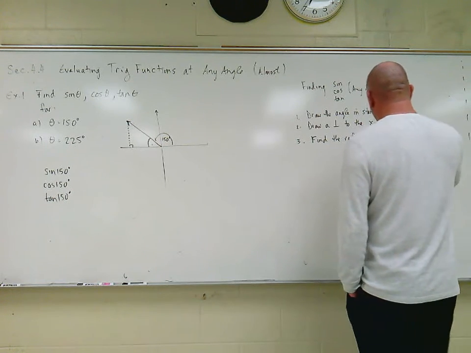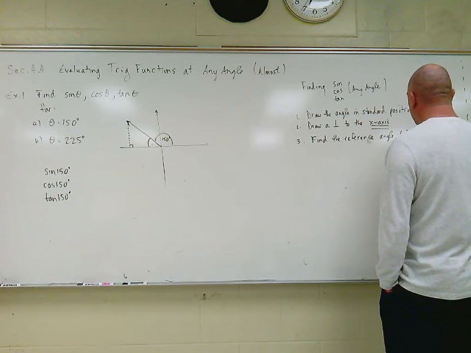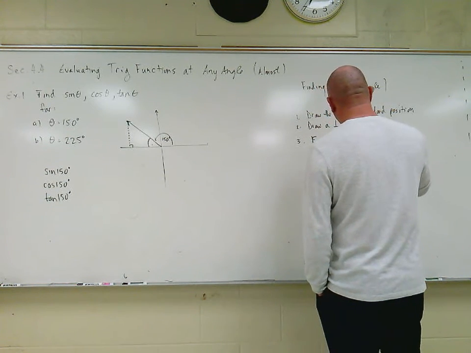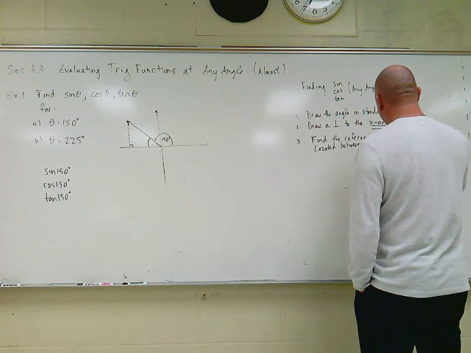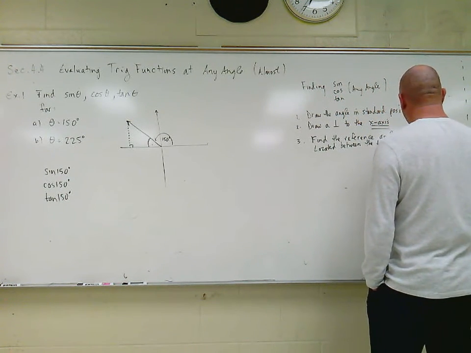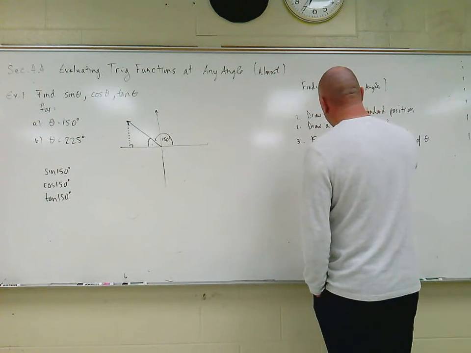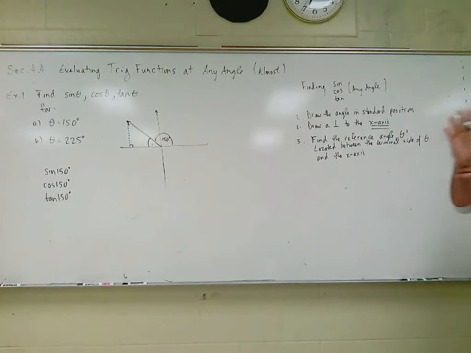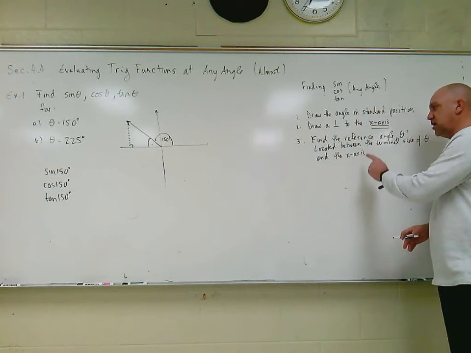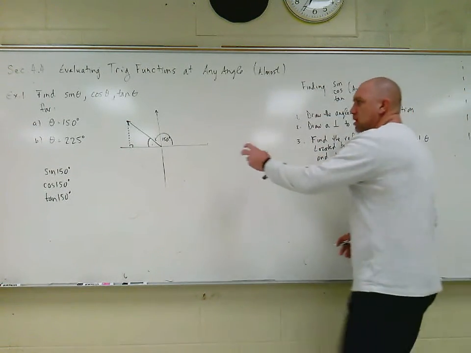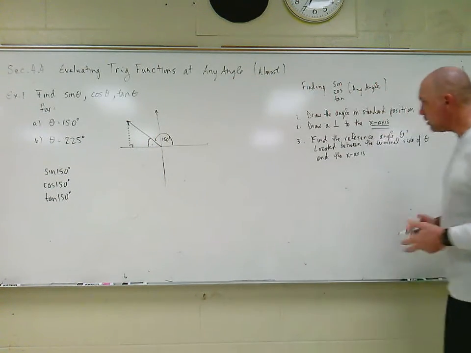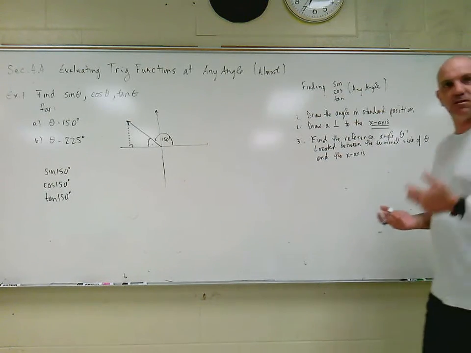Find the reference angle, and the symbol for that is theta prime. And it is located between the terminal side of theta and the x-axis. So it's always between the angle itself and the x-axis. Remember that. Okay, again, draw your perpendicular to the x-axis, and your angle is always there, because as these angles go in different quadrants, you've got to always know where to find the reference angle. All right? So you find the reference angle.